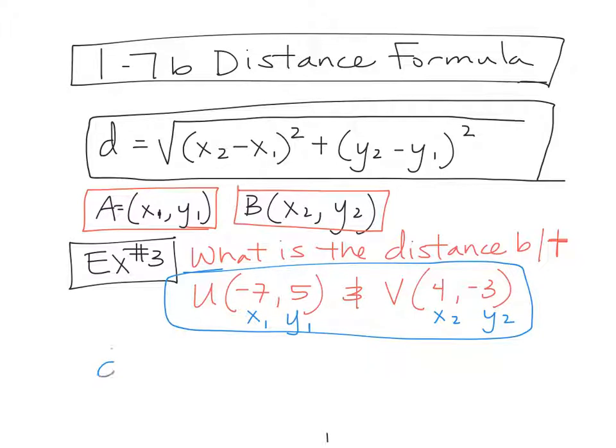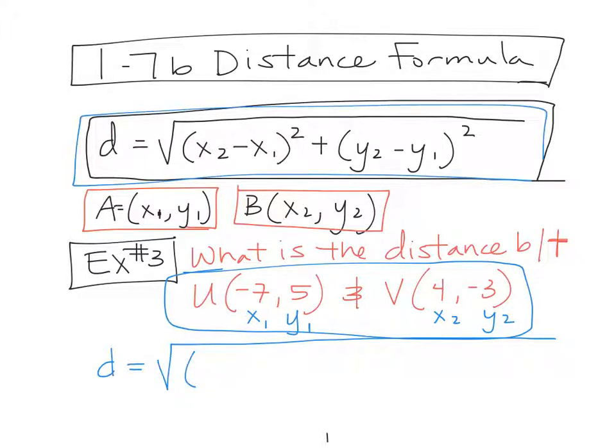So if we plug this into the distance formula, make your big square root symbol, and then we're literally just going to take this formula up top and fill in what we know with the numbers from example 3. So if you look up top, it's x2 minus x1. What's x2? Positive 4, right? x2 is a positive 4. And then minus a negative 7.